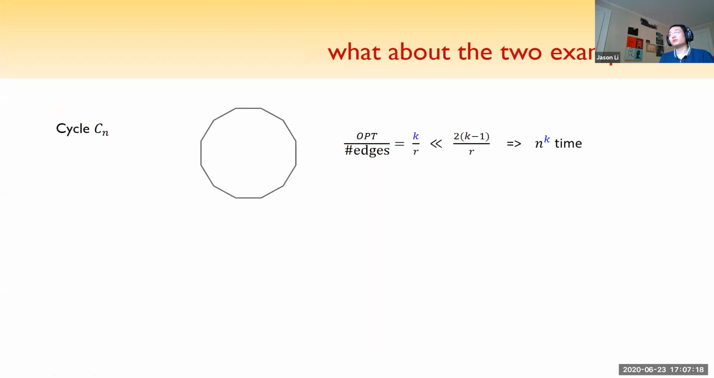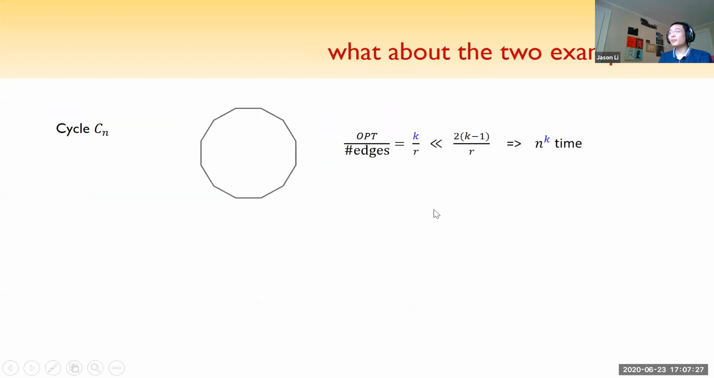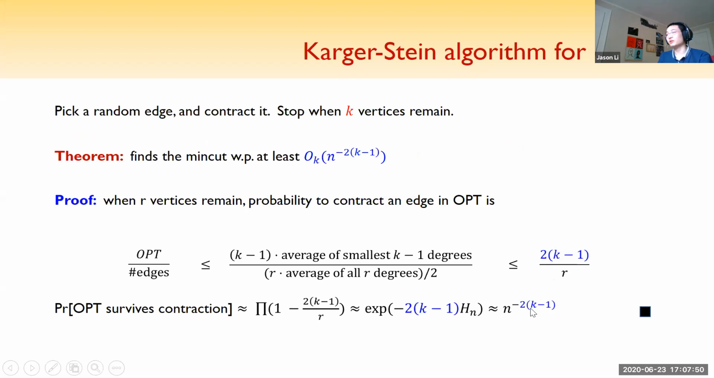So now what about the two examples? How do we get an improvement over the n to the 2k here? We want to improve this analysis by a factor 2 somewhere. For the cycle, note that opt over the number of edges is actually much better than 2k over r. It's actually k over r, because opt is k and the number of edges is always r, since at any given time in the algorithm on the cycle, we still have a cycle remaining. So we get this factor 2 here, and this improvement directly translates back to n to the k time.